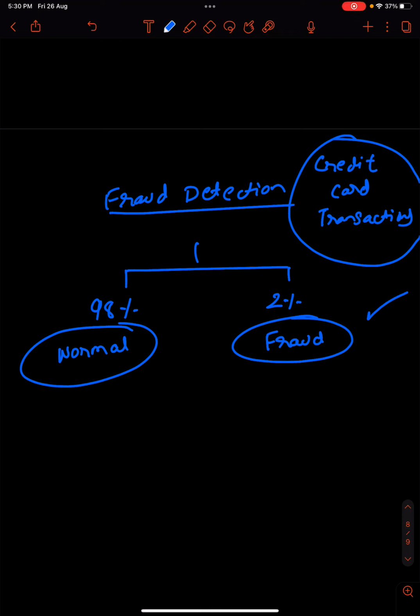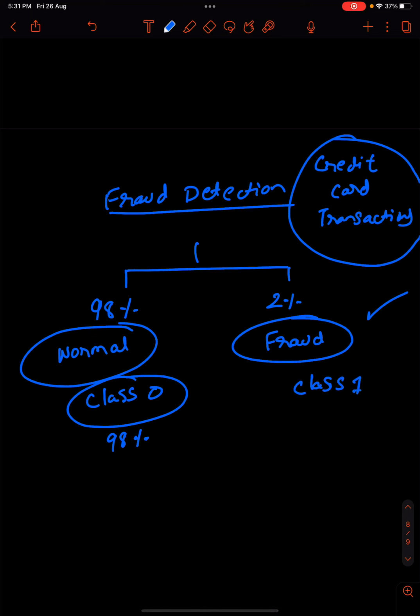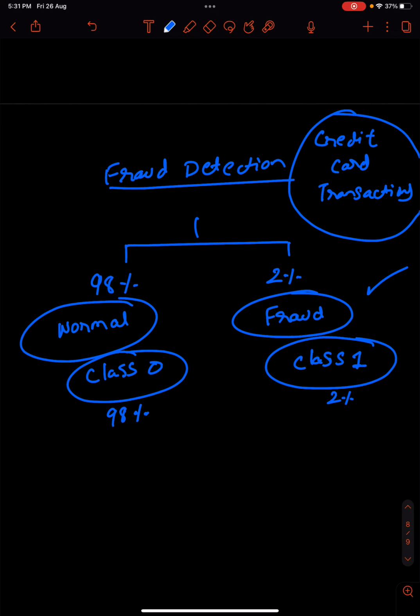So that is a business case where we have to identify, given a transaction, whether it is fraud or not. So clearly, let's say class 0 is not a fraud. 98% of the time it is not a fraud. And class 1, which means the positive class, which means it is a fraud, is only 2% of the transactions. Okay, so now let us say I have built a model, could be logistic regression, decision tree, whatever it is.